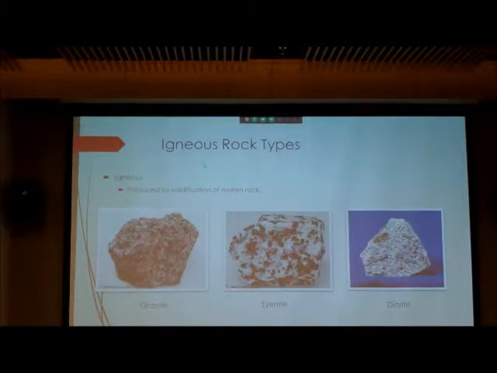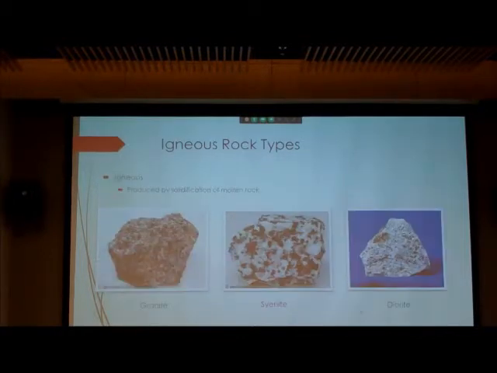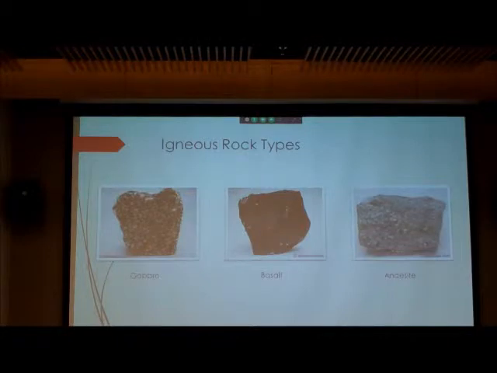And igneous rock types are produced by solidification of molten rock. So with these we have granite, syenite, and diorite. There's also these. There's a lot of igneous rocks. Gabbro, basalt, and andesite. And this andesite is fine grained.